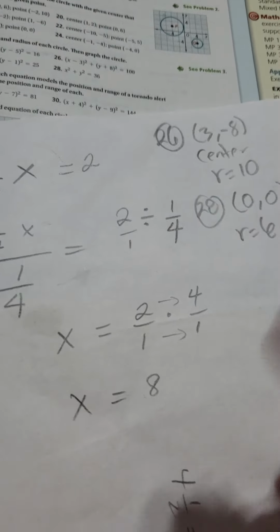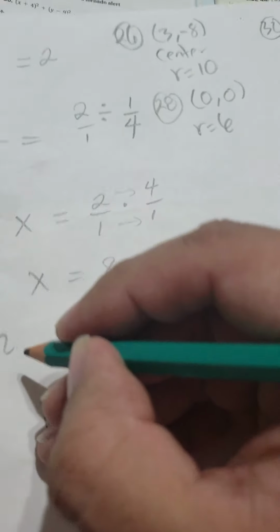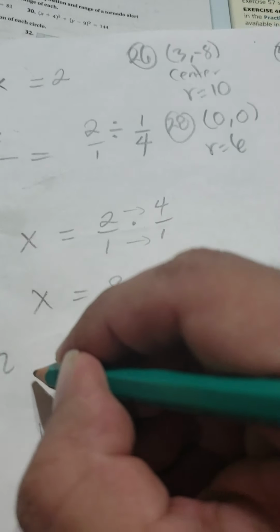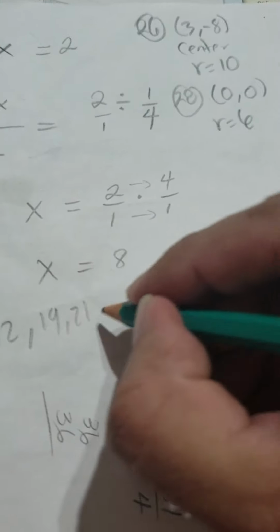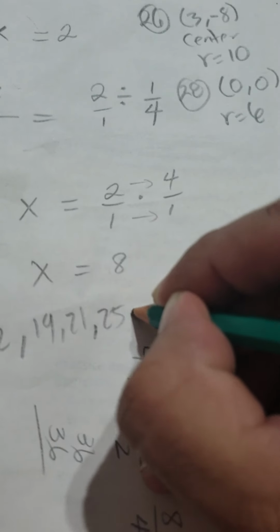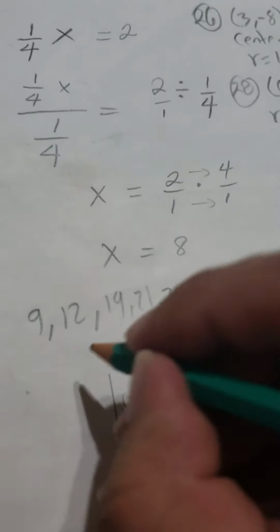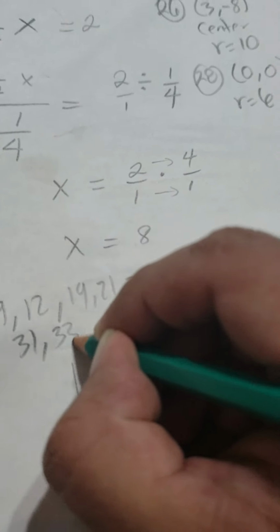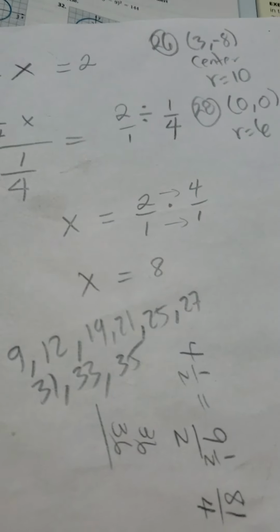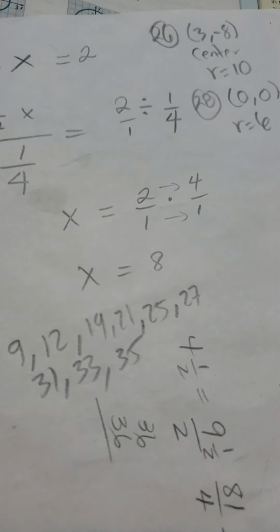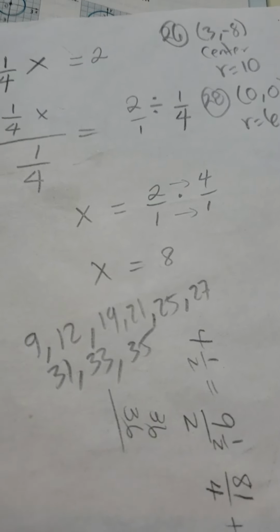Again, number 9, 11, 19, 21, 25, 27, 31, 33, and 35. Those are the exercises that you have to solve on page 801.